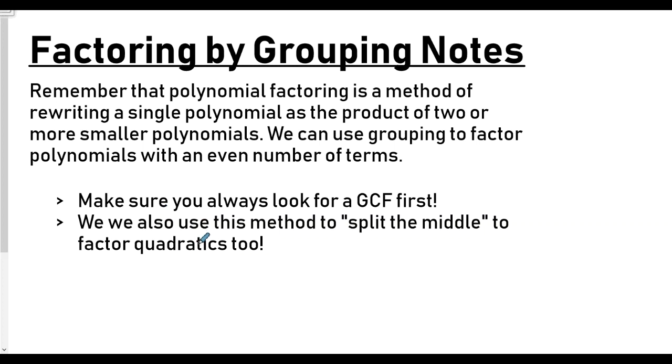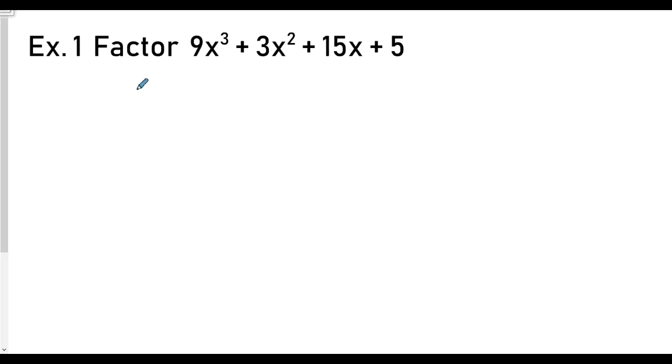So let's start by taking a look at a few examples. In this example, we're trying to factor 9x cubed plus 3x squared plus 15x plus 5. Okay, this is a cubic polynomial because its degree is 3, that largest exponent. It has 4 terms: an x cubed, an x squared, an x, and a constant term. It's an even number of terms, so I can factor it by grouping.